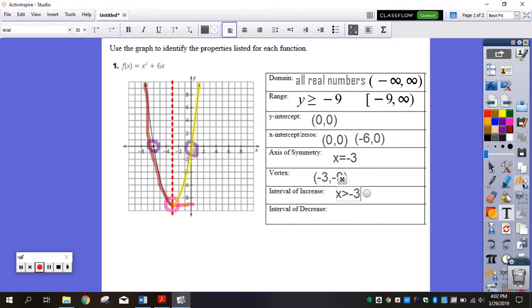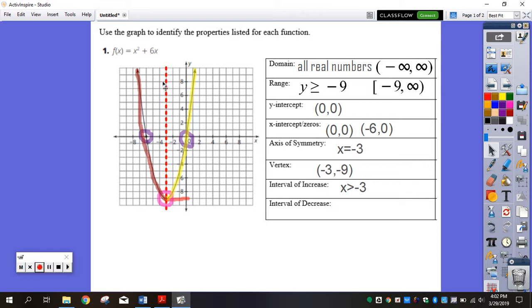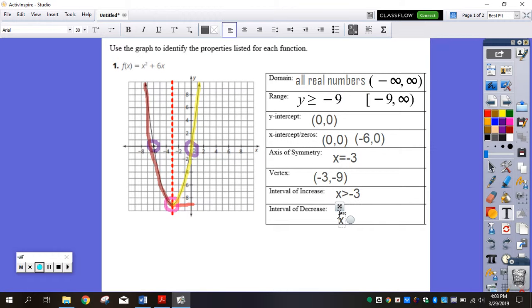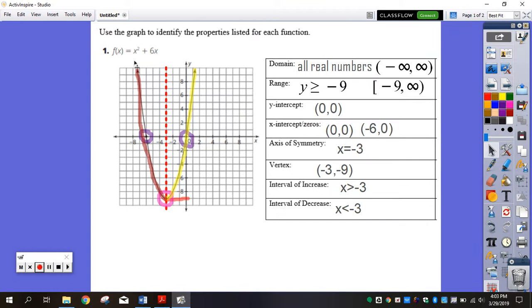And that communicates that we understand that starting at the axis of symmetry and moving to the right, this curve is going to increase. Now, to the left would be the opposite. Instead of x is greater than, x is less than -3. So that is how we communicate that the left half of the graph is the decreasing half. Remember, you're starting on the left, moving to the right to figure out your increase and decrease.